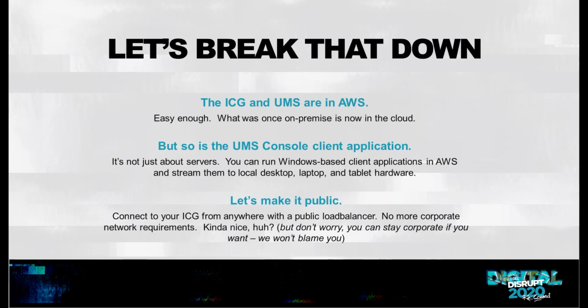So let's break that down. Moving ICG and UMS on-premise workloads to AWS is conceptually straightforward and achievable in practice, so we should expect we'll have that covered. But interestingly enough, moving the UMS console into AWS is also relatively effortless. In fact, did you know you can run Windows-based client applications in AWS and stream them to your local client hardware? We'll show you why and how.